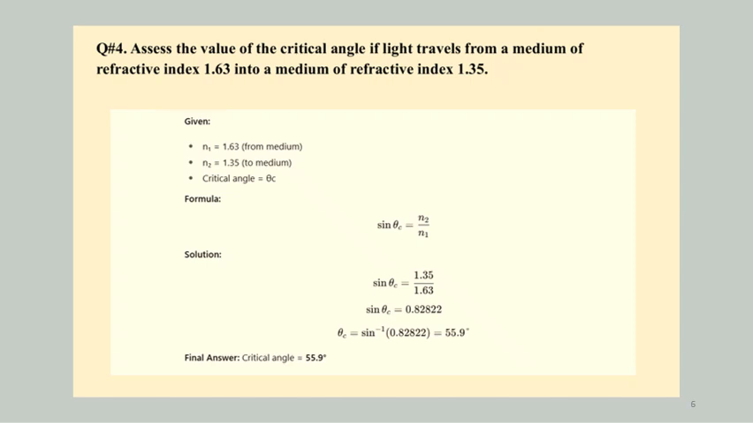Okay, the formula we will use for the critical angle is: sin of critical angle is equal to refractive index 2 divided by refractive index 1. Again we will put the values and we will get sin theta c, because this is the critical angle. Again we take sin to the other side, taking the inverse, and we will get the critical angle as 55.9 degrees.